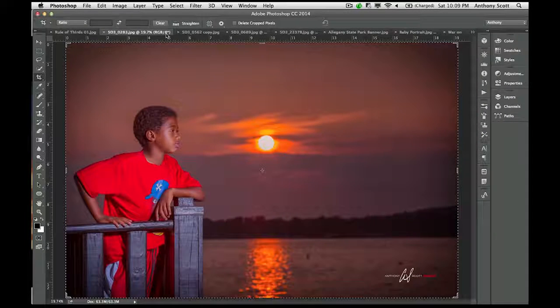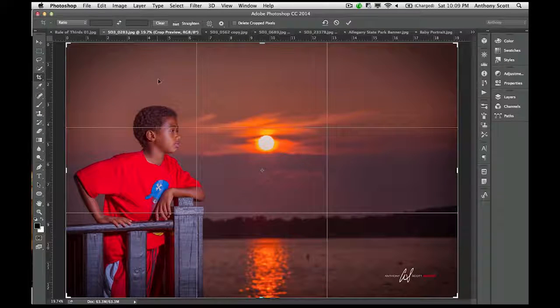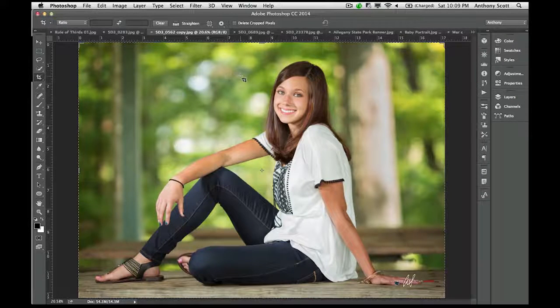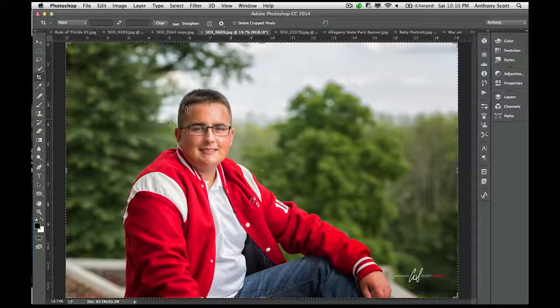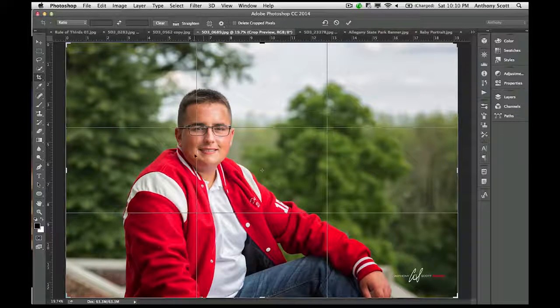Here is another example. Notice how the subject, me in this case, is placed along the left third. This composition really works because I'm looking into the image. If I was looking the other way, this wouldn't work at all. In this example, the subject is placed on the right third and her body forms a triangle. In this one, the subject is on the left third and also forms a triangle.